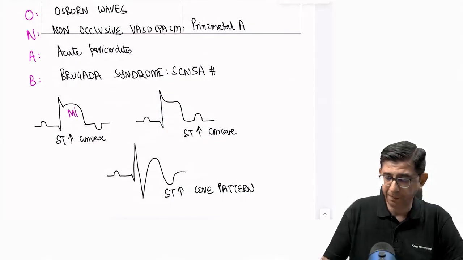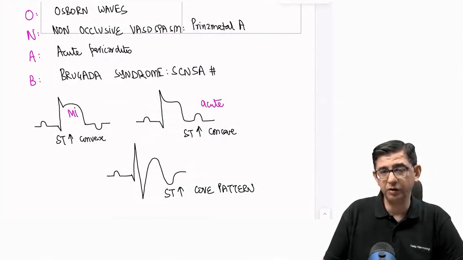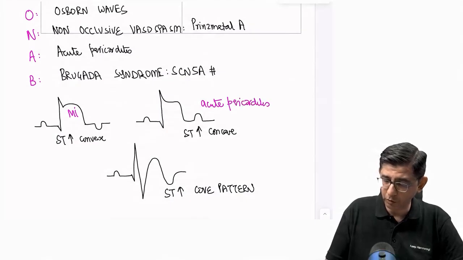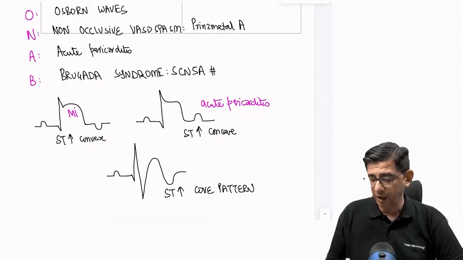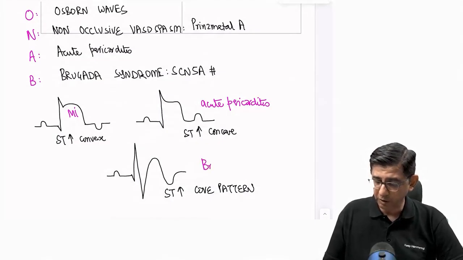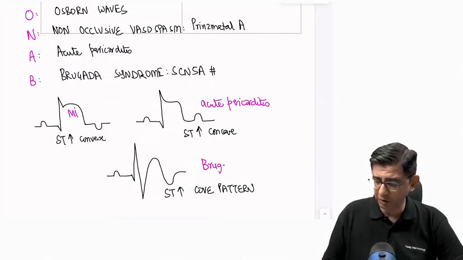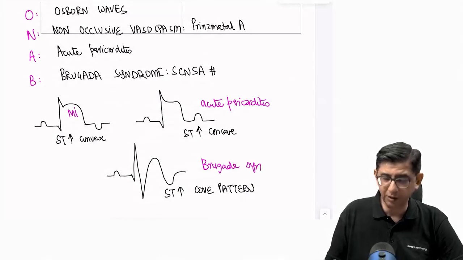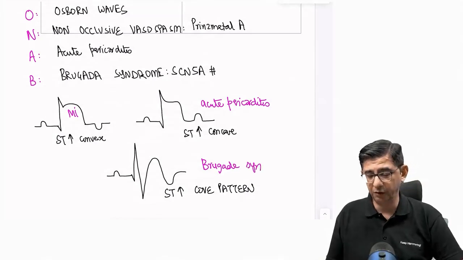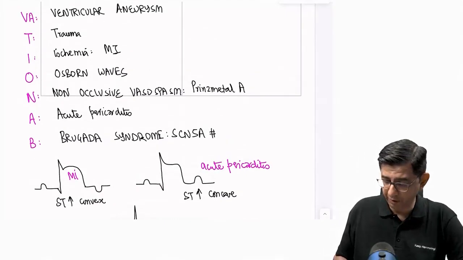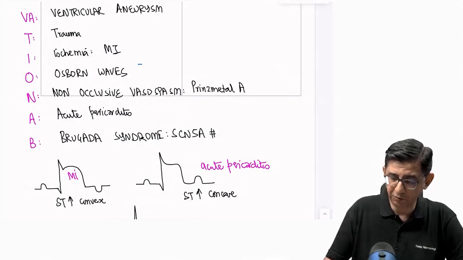This is MI. The second one shown here is that of acute pericarditis, inflammation of the outermost layer of the heart. It can be due to COVID, TB, or lung cancer, and the Cove pattern is with Brugada. So you can see why examiners would love to hear about ST elevation, simply because of the variations in the type of ST elevation that can be present. Osborn wave also we can draw again. Why hesitate? Let's draw the Osborn wave here again.